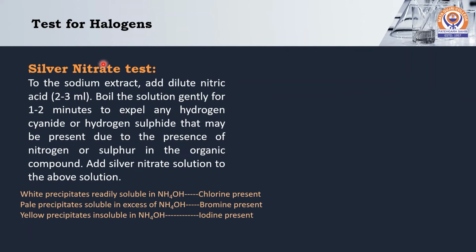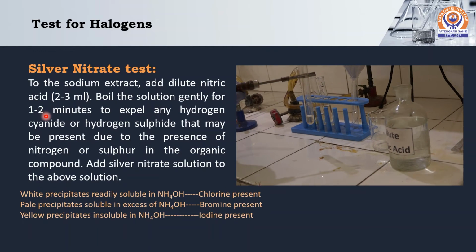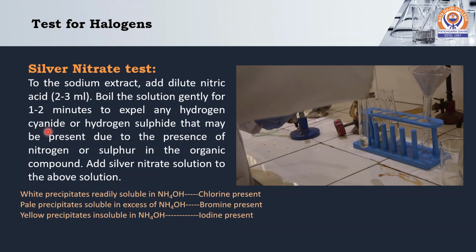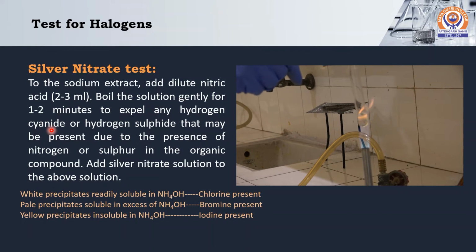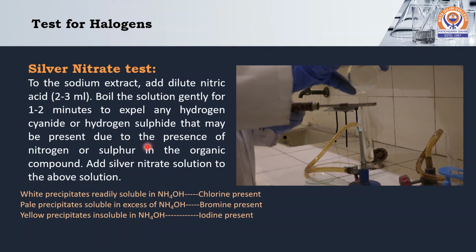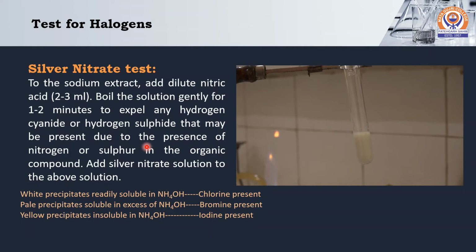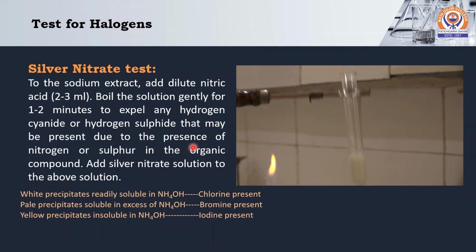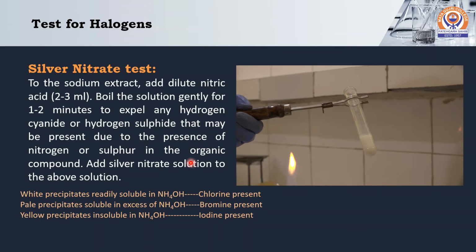Next is the test for halogen, that is the silver nitrate test. We will take sodium extract and acidify it with dilute nitric acid. Then boil the mixture gently to expel hydrogen cyanide and hydrogen sulfide. On adding silver nitrate solution, we will obtain white precipitates.